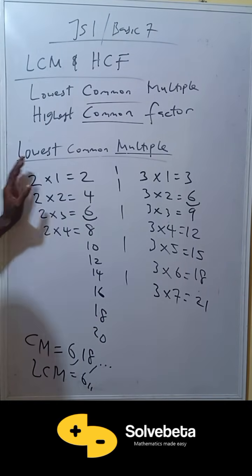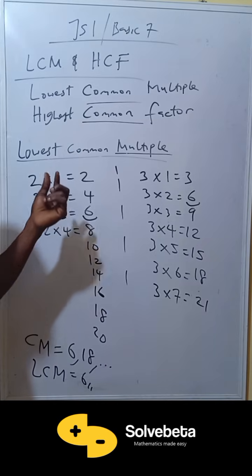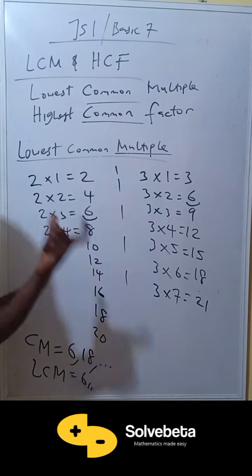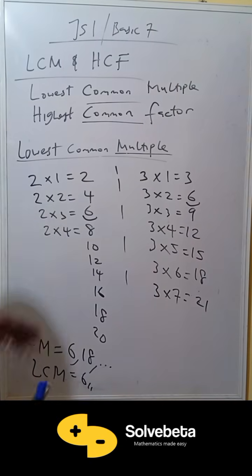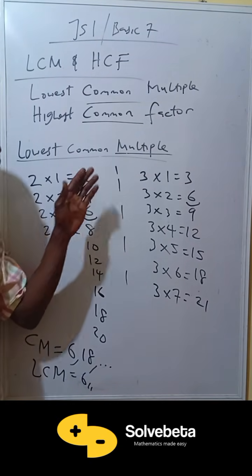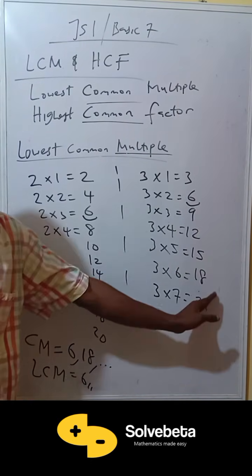You cannot find the lowest common multiple of only one number. You must be told to find the lowest common multiple of 2 or more numbers. The least common multiple of 2 and 3 is actually 6. Why? All the multiples of 2 are here. All the multiples of 3 are here.